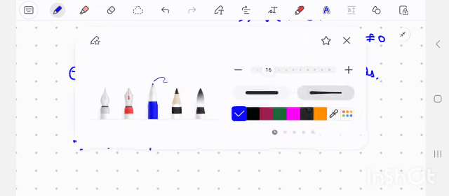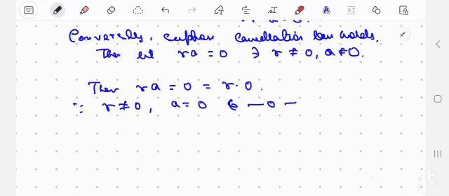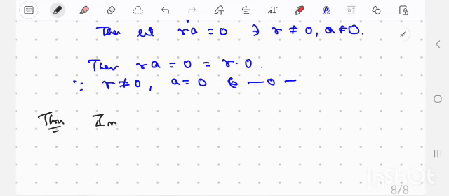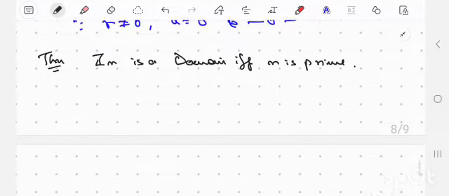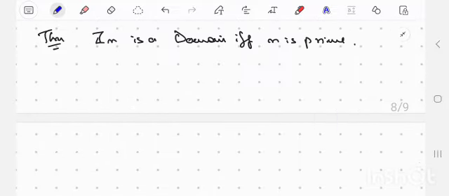The next important property regarding domains is the fact that Zn is a domain if and only if n is prime. That's a very important characterization of integral domains. So what we want to conclude is that if you are given Zn and Zn is a domain, then n should be prime, and the converse must also hold true.